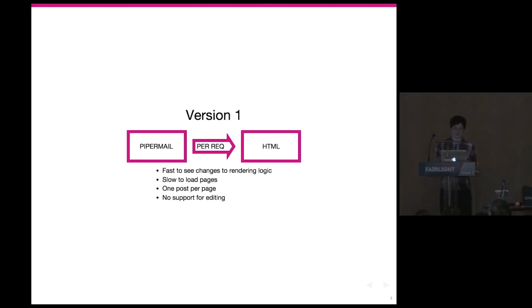I fixed the speed to see changes by trying to do everything on request. That, of course, doesn't work, because I have no indexing of the messages, so there's no easy way to show multiple messages on a page. So that idea is scrapped.